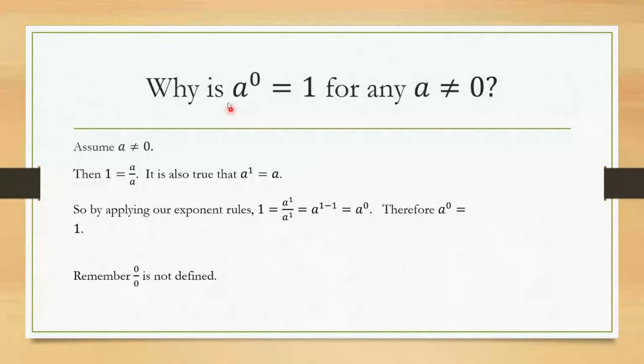Okay, well, here's another. I said I would go through why a to the 0 is 1 if a is not 0, for any a not 0. So here I'm just giving an outline of a proof. Let's suppose a is not 0. So we're going to assume that. Well, then if you do a divided by a, you're going to get 1. So 1 is equal to a divided by a. And this makes sense because a is not 0, right? 0 over 0 is not defined.